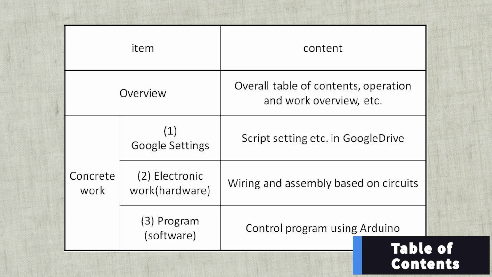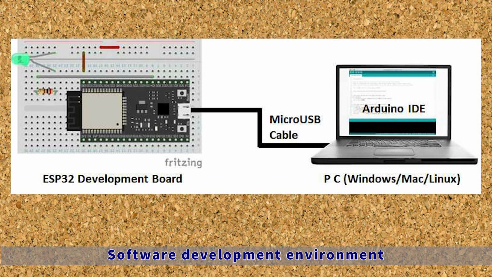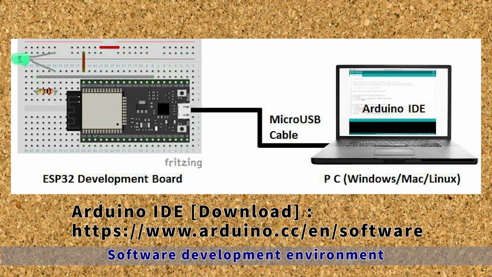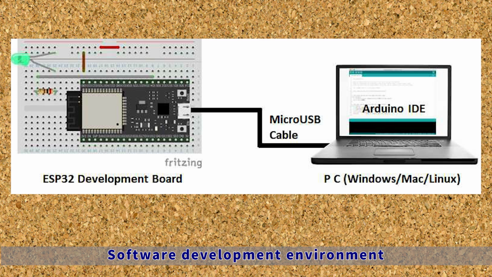Next, as for the development environment, we will create a program using Arduino. The Arduino IDE for this development environment software can be downloaded from the Arduino official website. All you have to do is connect the Arduino IDE to your computer with a micro USB cable and you're ready to go. The ESP32 used this time needs to change the Arduino IDE settings.